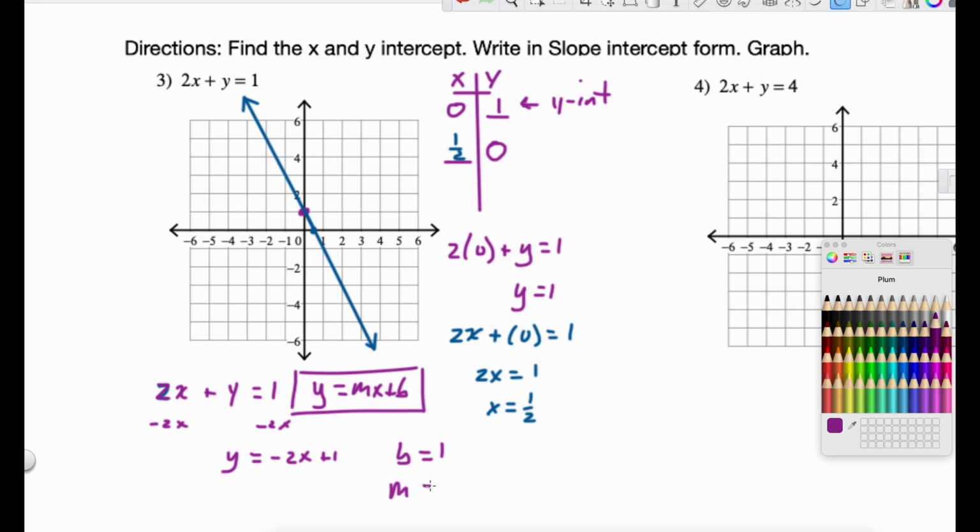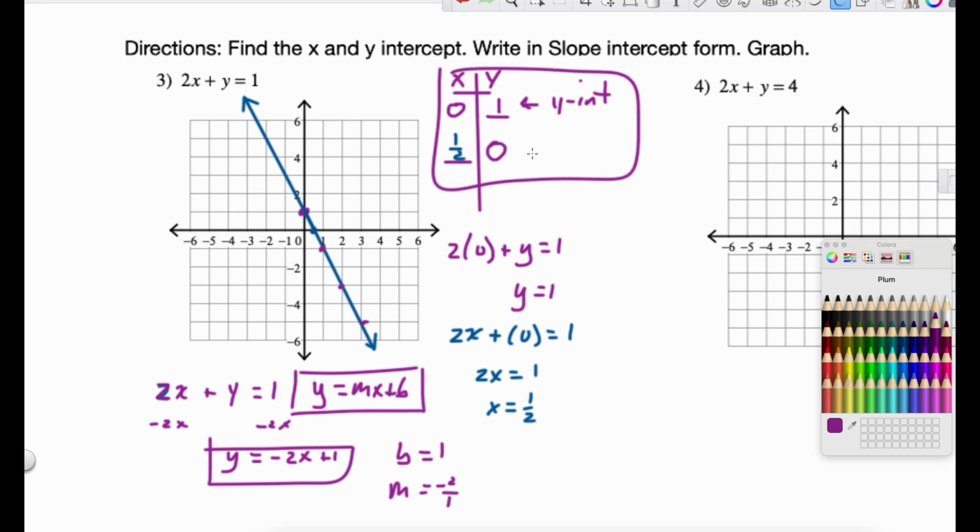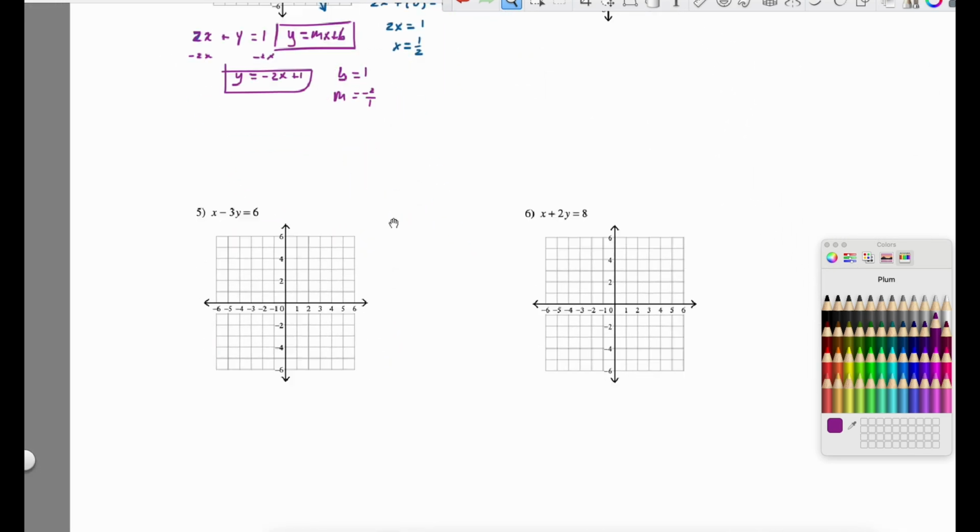And the slope is negative 2 over 1. So I would start at 1, and I'll go down 2 over 1, down 2 over 1. It looks like I'm right on the line, so that worked. Okay, so there is the slope-intercept form. Here I have my x and y intercepts, and then there's the graph. Okay, I hope that makes sense. So you've got a couple of these to try.